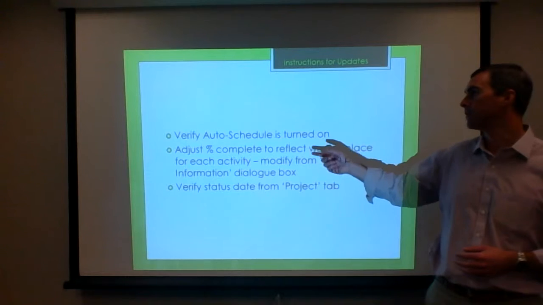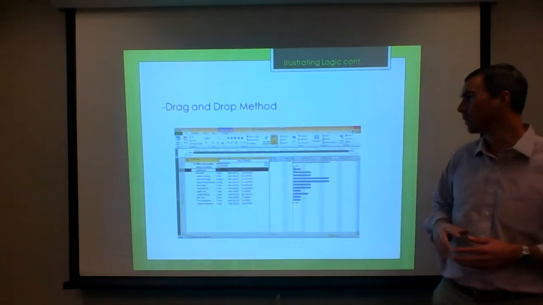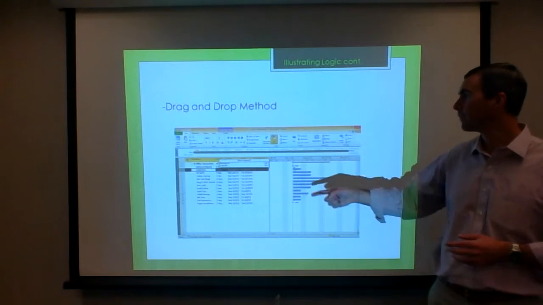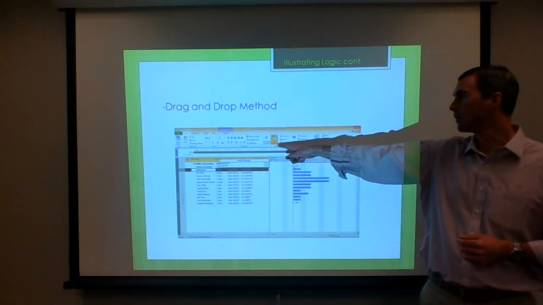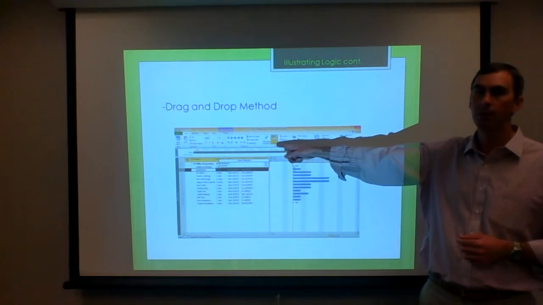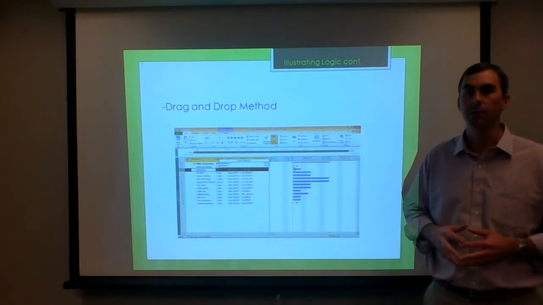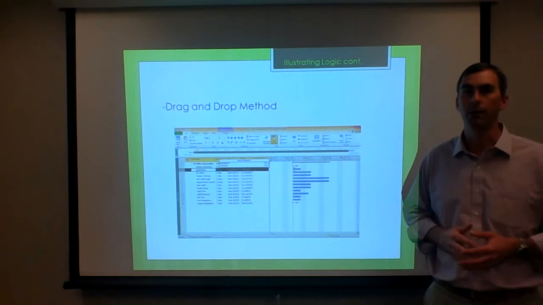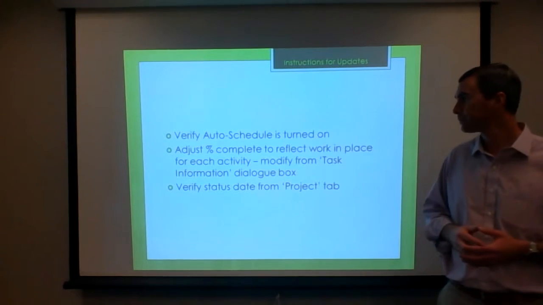The first item is to verify that auto schedule is turned on. We're going to go back a few slides to show you where you make sure that happens. On the top toolbar of the main screen, there's an auto schedule button. All you do is make sure that that is turned on, and as you're updating your activities, it will automatically include those updates into the schedule and reflect those changes.